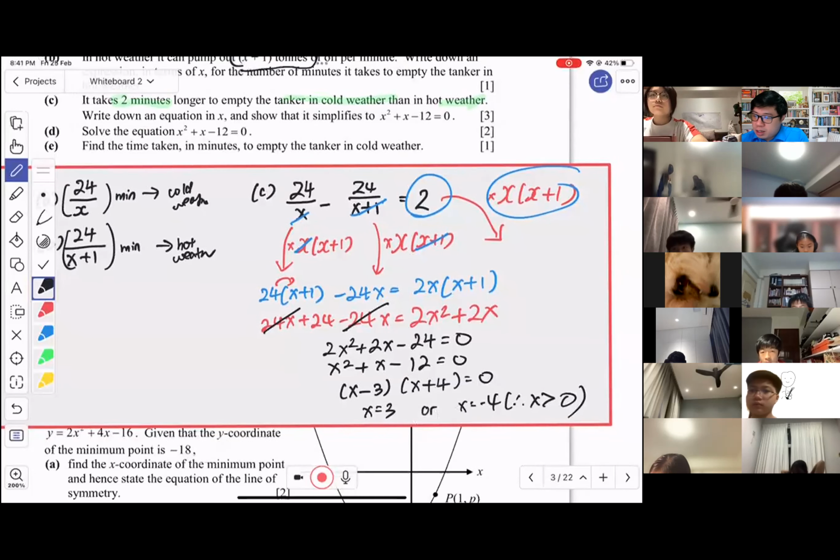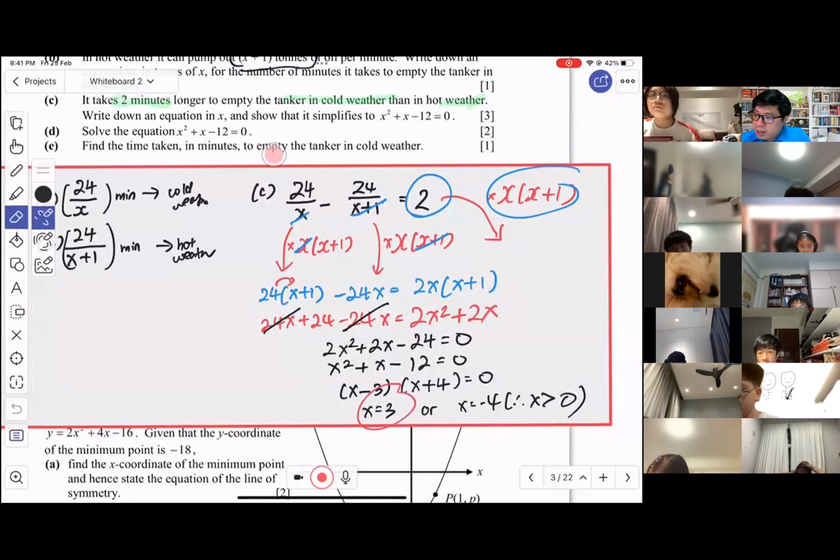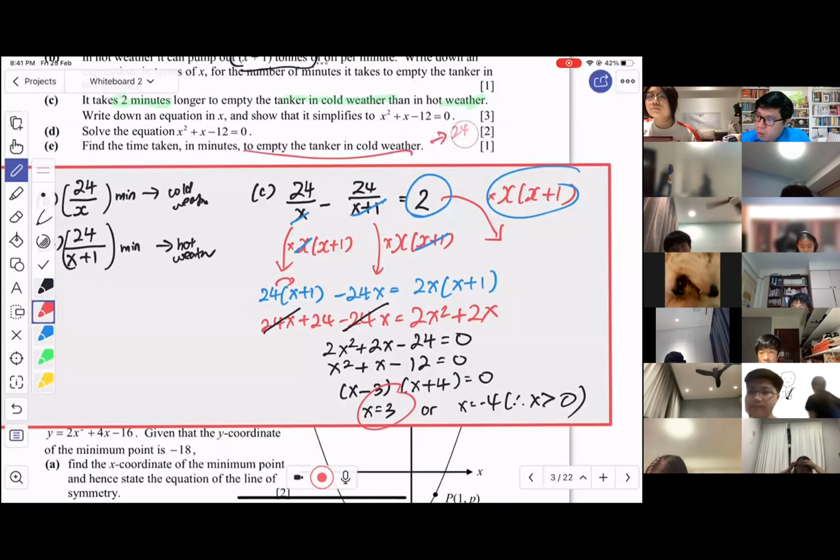Now from here, you got x, right? Then remember to find the time. How long the trip takes is 24 over x plus 1. So the answer is 24 over 4, which is 6 minutes.